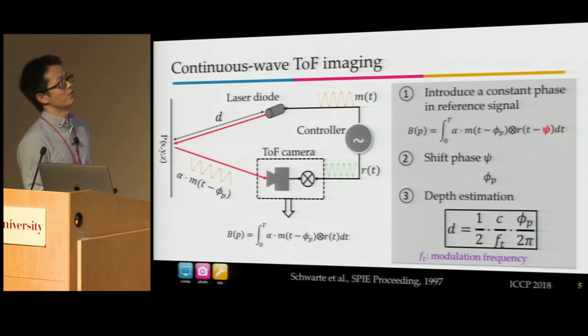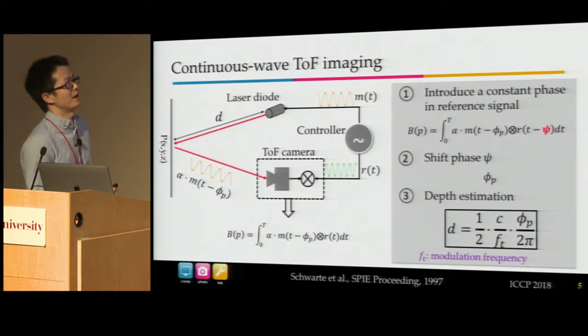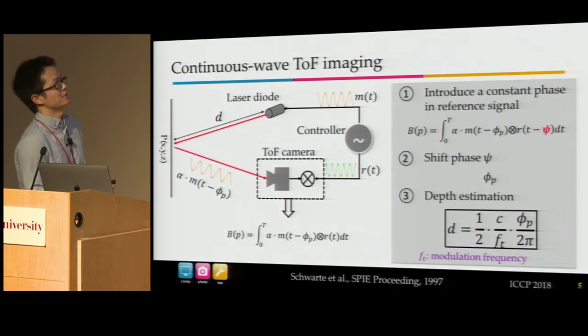So basically, we will first introduce a constant phase delay in the reference signal here, and then we can change this phase. Usually we'll change it 4 times, which is also known as the 4-bucket method, and then we can estimate the phase value here. Once we estimate the phase, we can use this formula here to estimate the depth information.